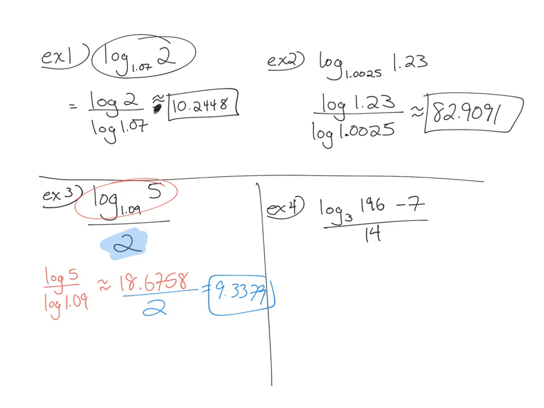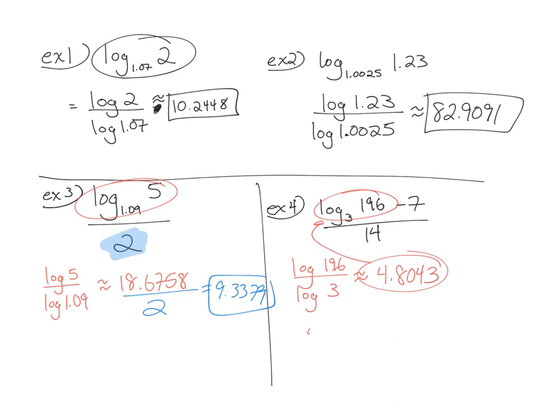All right, last example, similar idea. Here we have this wacky log, log base 3 of 196. And we have to figure out this change of base. And then once we figure that out, we can subtract 7 from it and then divide it by 14. So let's figure out this part first, which would be log of 196 all over log of 3, which is going to be approximately 4.8043. Then this is what goes in the red circle here.